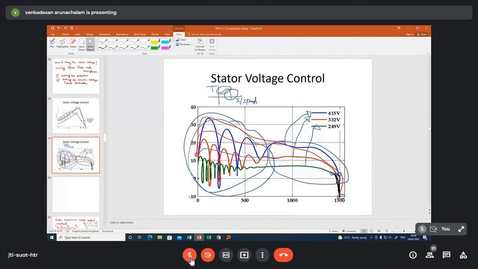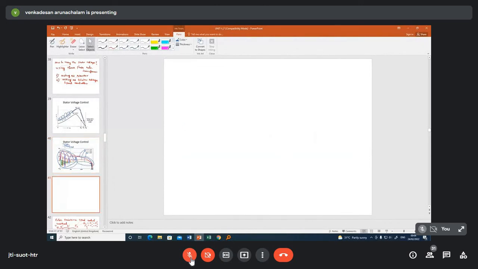Yes. Now, what are the advantages and disadvantages in the stator voltage control method? So, merits are, it is very simple, because using an auto transformer you can easily vary the magnitude of the stator voltage. It is a very simple control method.